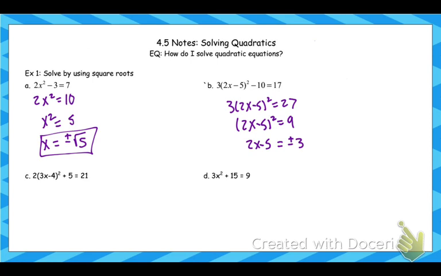And then let's solve again to get x by itself. So we're going to add 5. And we're going to divide by 2. Whoops. Let me write this over here. There's some more space.